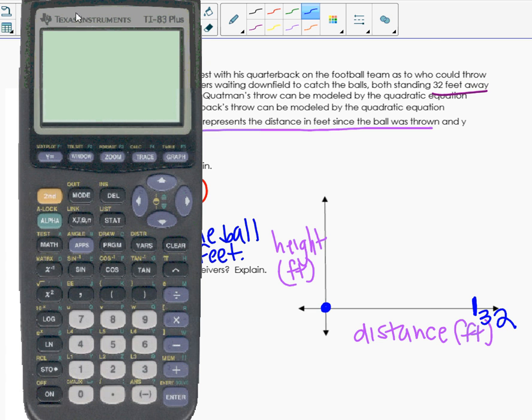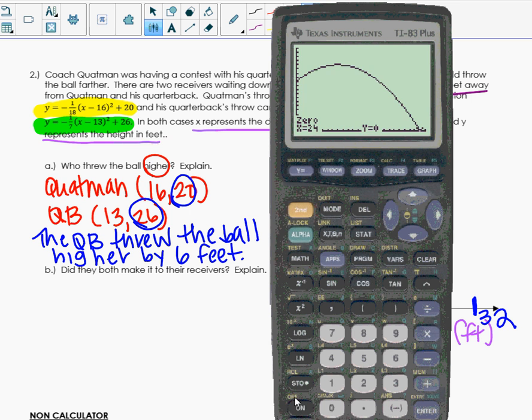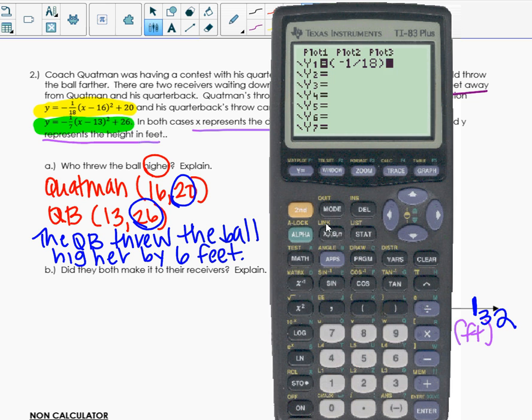Okay. And we can do Quatman first. We have negative 1 over 18 x squared. Nope, totally kidding. Sorry. x minus 16. Forgot we were in vertex form. x minus 16 squared. There we go. Notice I used 2 sets of parentheses there. Plus 20.